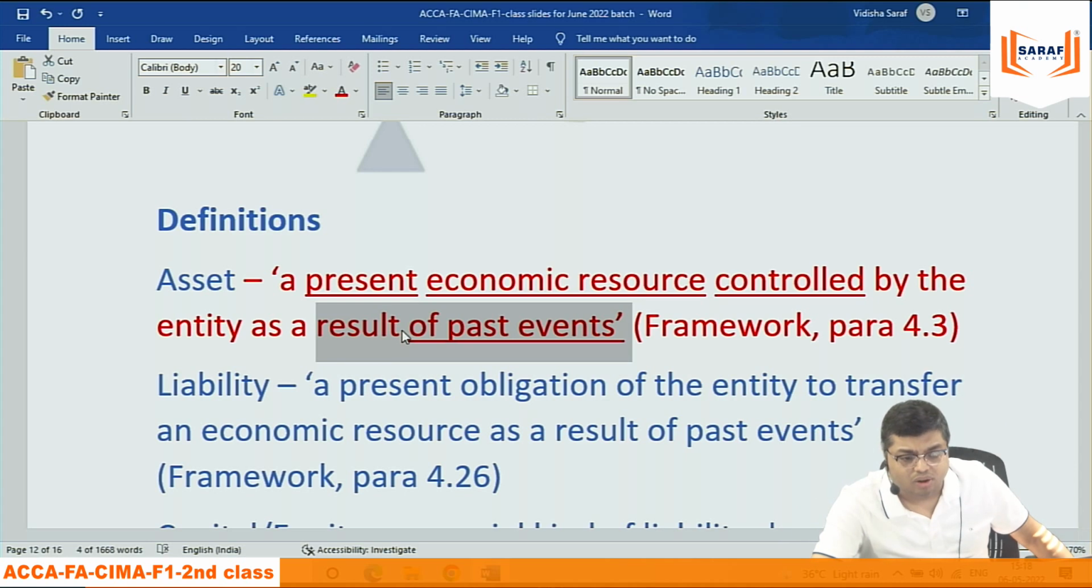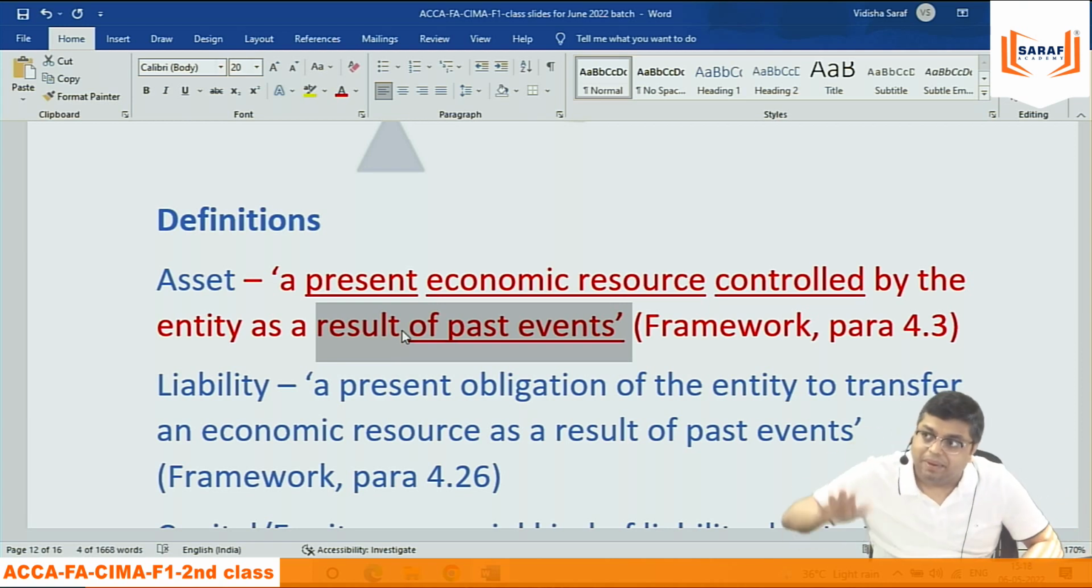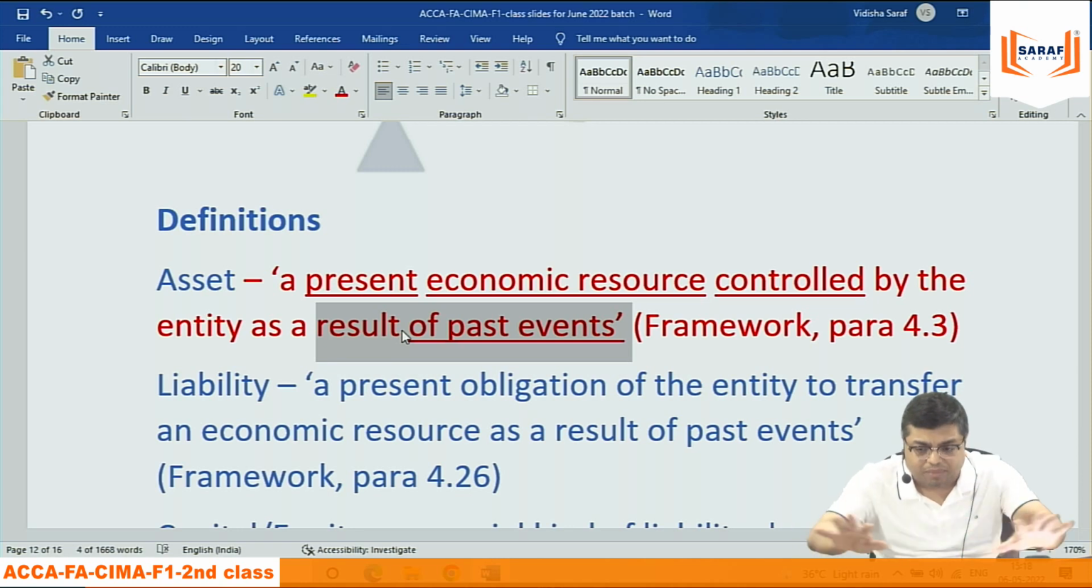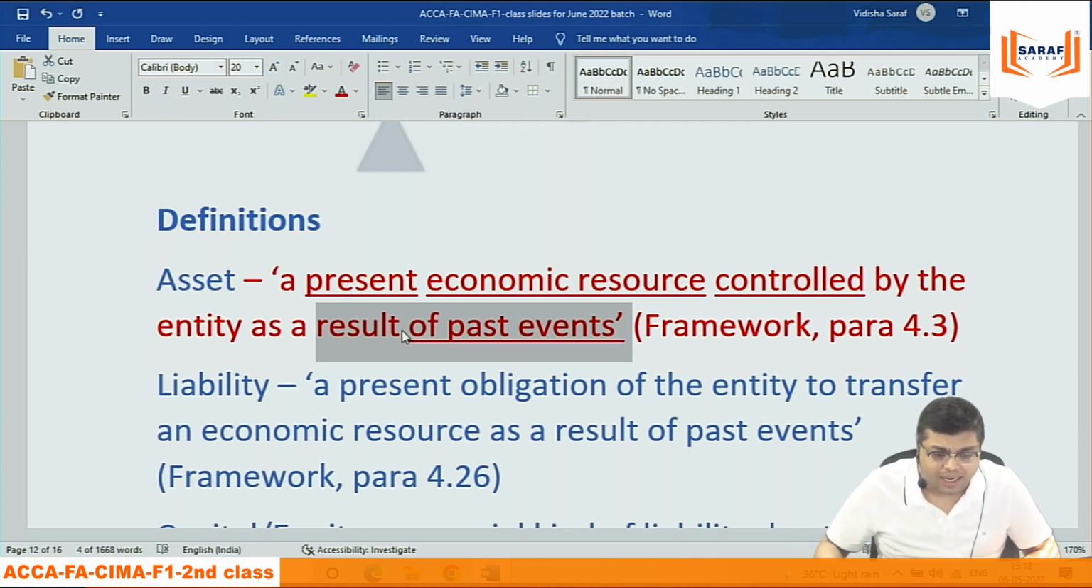So then which is not an asset? Present, if it is not presently there. I will buy a computer in future. If it is not used in economic activity, it is not an asset. In my business activity, if I am not using something, that is not an asset.